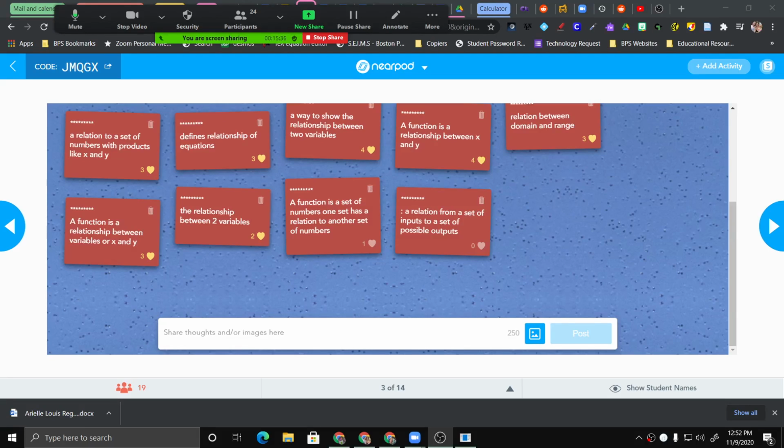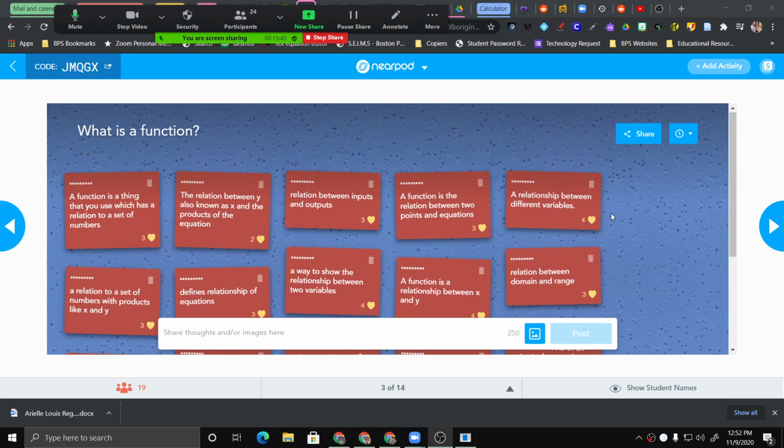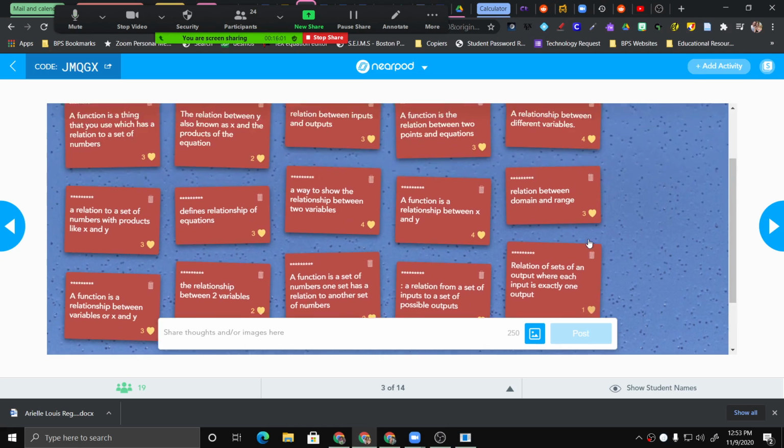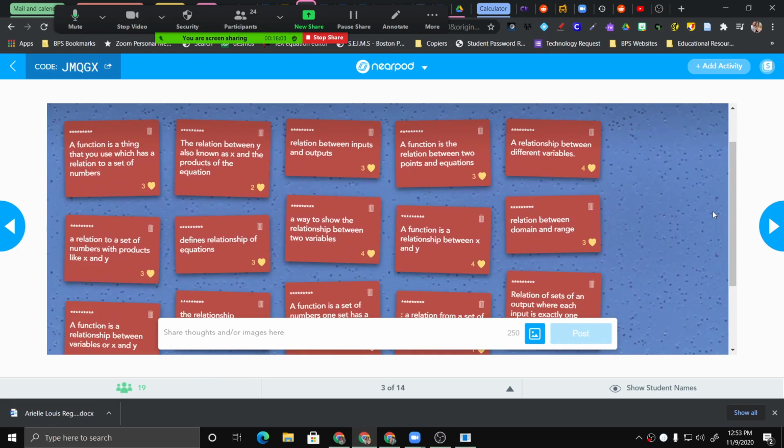I am now recording this lesson, and we can see all of these answers that students have given to the question, what is a function? A function is a set of numbers. One set has a relation to another set of numbers. A relation from a set of inputs to a set of possible outputs. A relation of sets of an output where each input is exactly one output. You can see all these wonderful answers to this question.